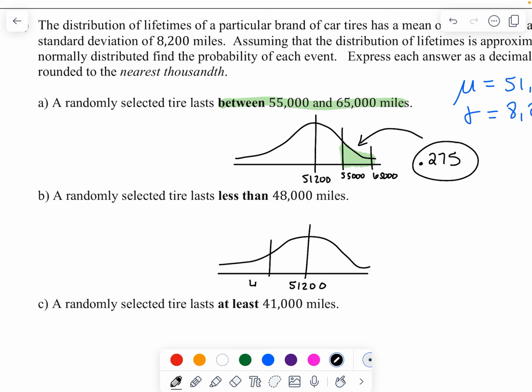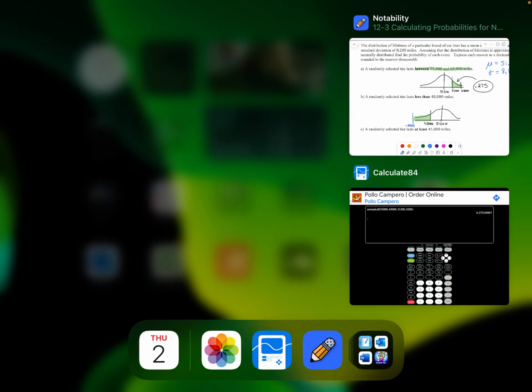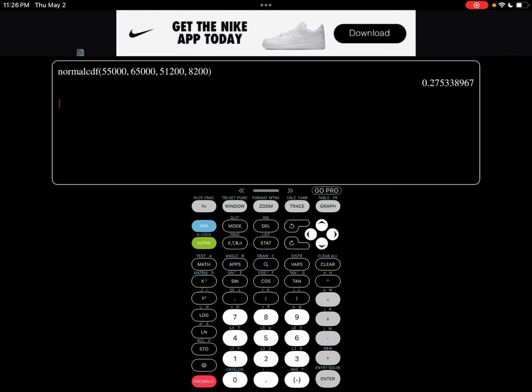So 48,000 would be to the left, right, of the mean. And we're looking less than. So as far as visually what that would look like, we do not currently have an actual defined lower bound, so I'm going to use negative 9,999. So that would be my lower, 48,000 would be my upper, same average, same standard deviation.